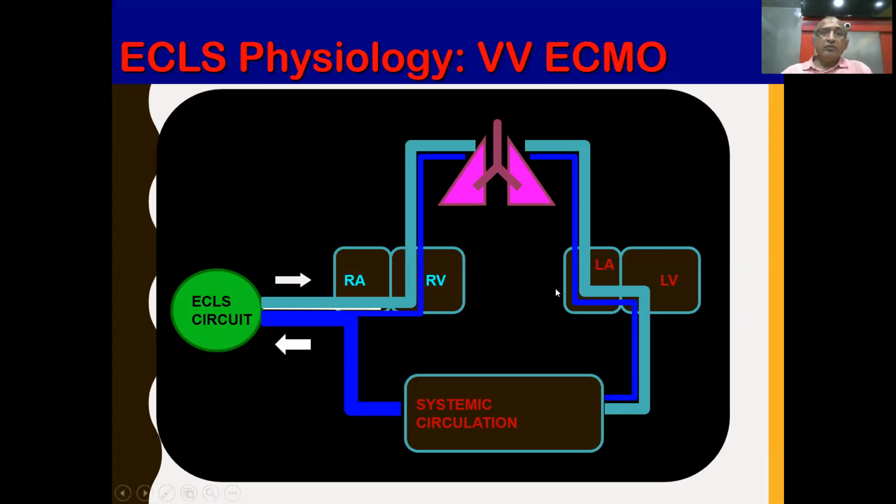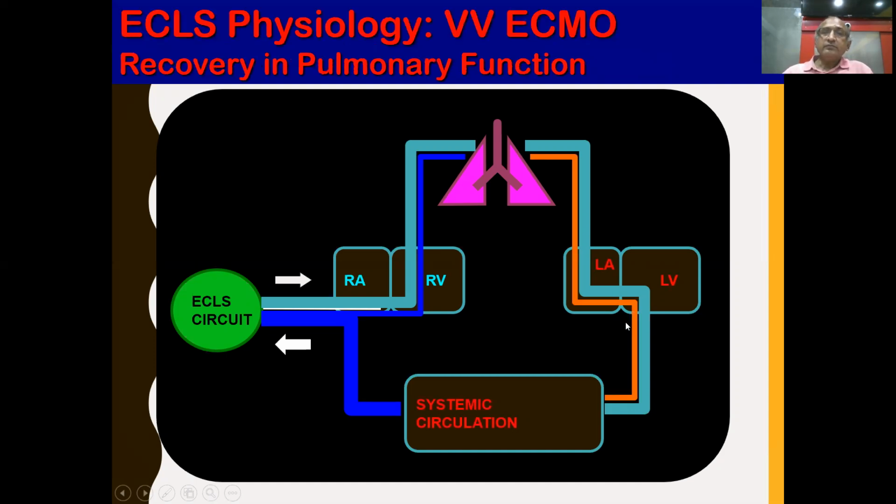So this is the physiology of VV ECMO. Usually, the blood goes to the lungs, does not get oxygenated, and comes out the same way. And when the lung improves, the blood gets oxygenated in the lungs.